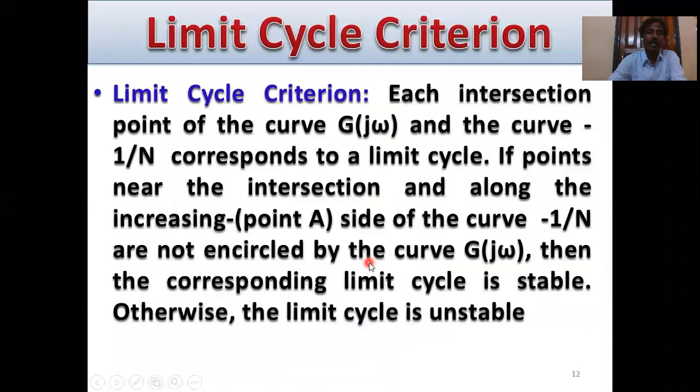Limit cycle criterion. What is a limit cycle? The intersection point of the curve G(jω) and the curve -1/N corresponds to a limit cycle. If points near the intersection, along the increasing side of the curve -1/N, are not encircled by the curve G(jω), then the corresponding limit cycle is stable. Otherwise, the limit cycle is unstable.